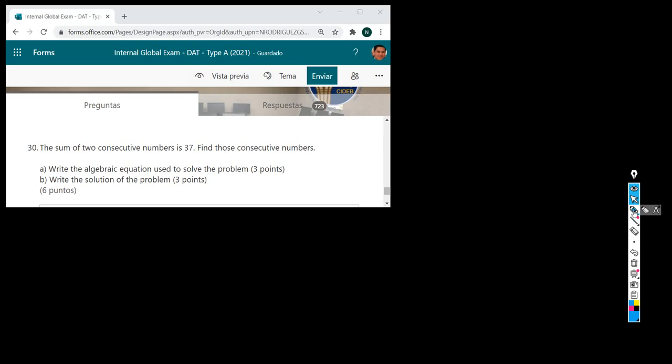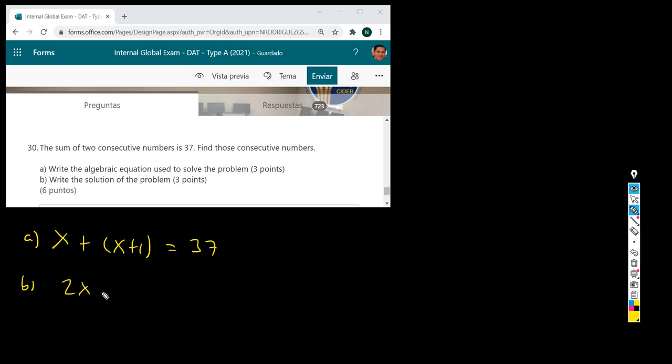This one was very simple. The sum of two consecutive numbers is 37. So this is one number, and clearly this is its consecutive number, and the addition is 37. Write the algebraic equation used to solve this problem. It's this one. And B, write the solution of the problem. In other words, find those two numbers.